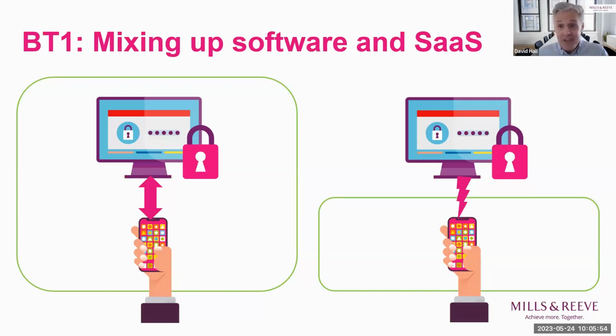So as you can see from the first slide that we have up on the screen, BT1, that's bear trap number 1. What we're doing in this session is headlining the bear traps. And I've got 7 of those bear traps for you, all tightly focused on the question of what should we be worrying about when we have a software or SaaS license or procurement in front of us.